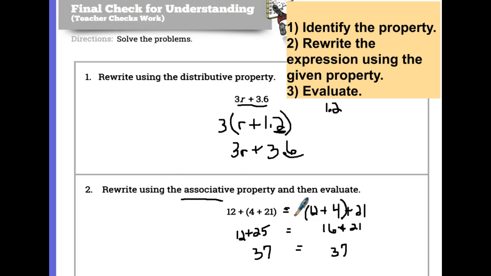Very nice. So check your own answers. If you got them both correct, put a check mark at the top. And we will continue with properties of numbers on Thursday. So bye for now.